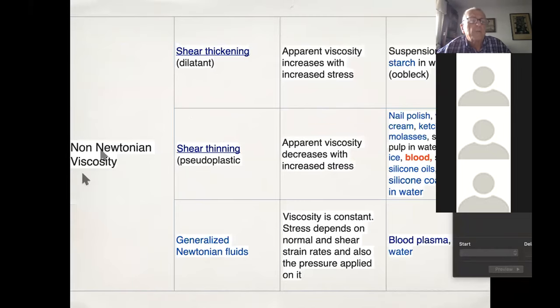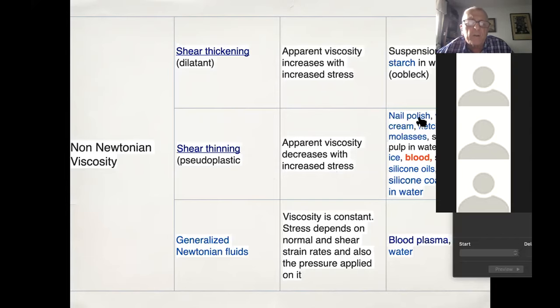Here I have a table which shows the non-Newtonian fluids, and they are generally three types. Shear thickening dilatant fluids, whose apparent viscosity increases with increased stress. An example is what was shown in the movie: a suspension of corn starch in water. It's called oobleck.